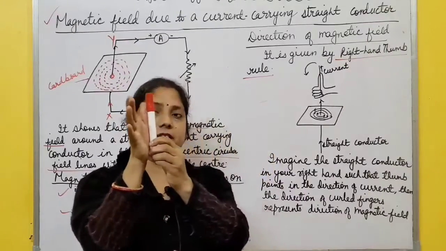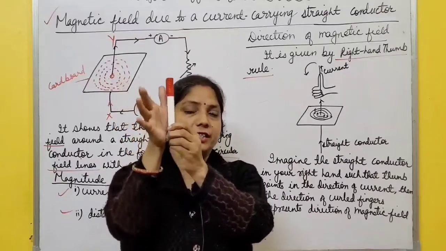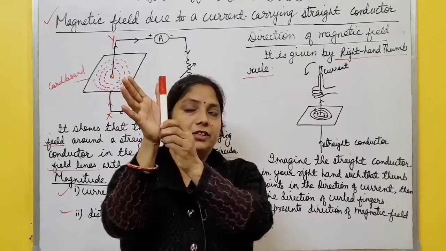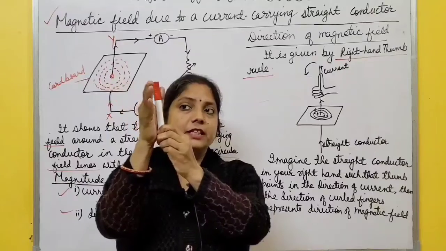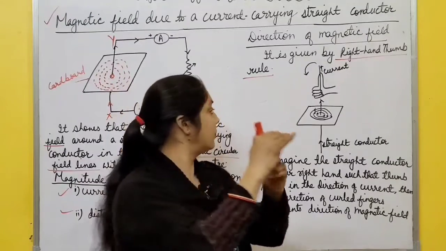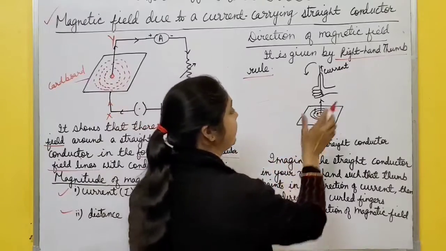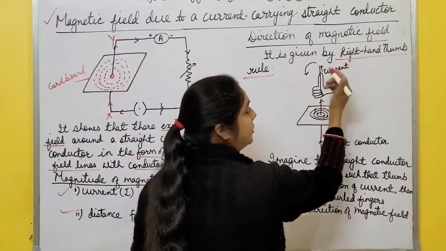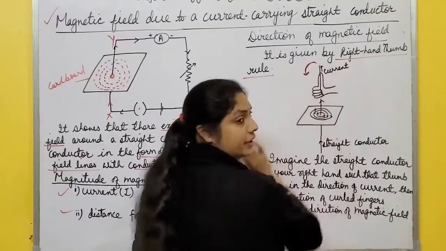If a current is flowing in upward direction, this thumb points upward and you just curl your fingers. This finger represents the direction of magnetic field. Here it is in anti-clockwise direction. So if current is upward, you curl your fingers, and they curl in the anti-clockwise direction.